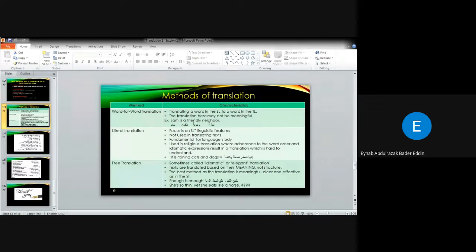If we go to literal translation, here the focus is on the source language text's linguistic features. So here all our concern is with trying to follow the same word order of the source language text. This is not used in translating texts, but it is considered to be fundamental for language study so that we see how they are different.